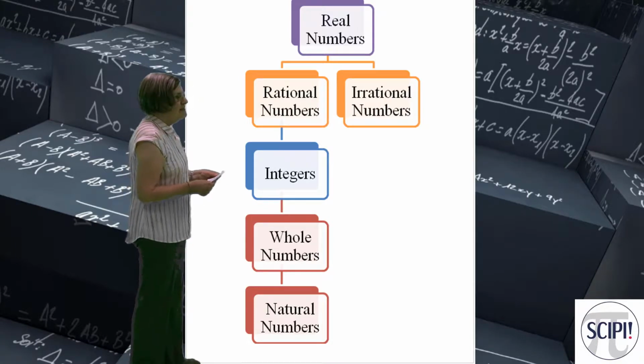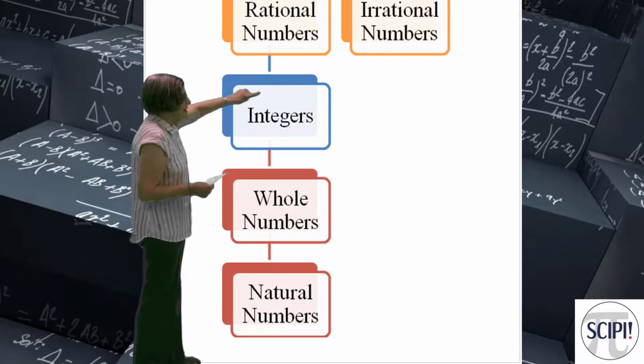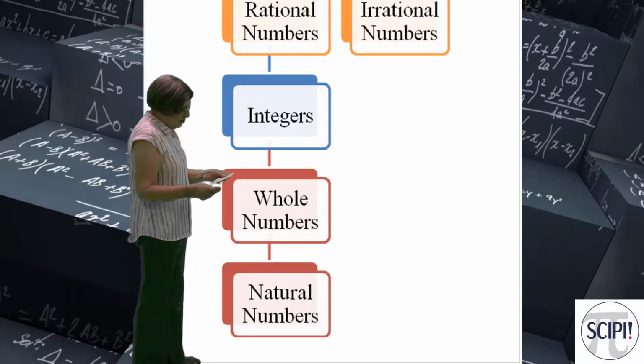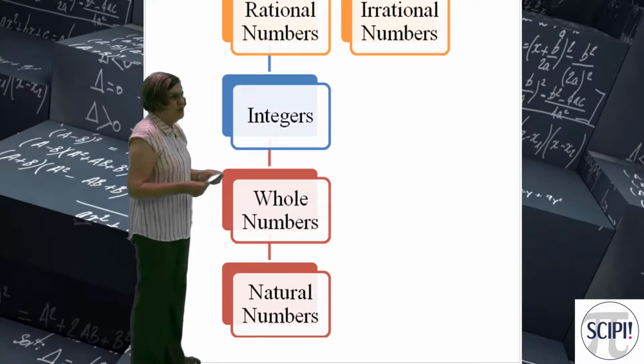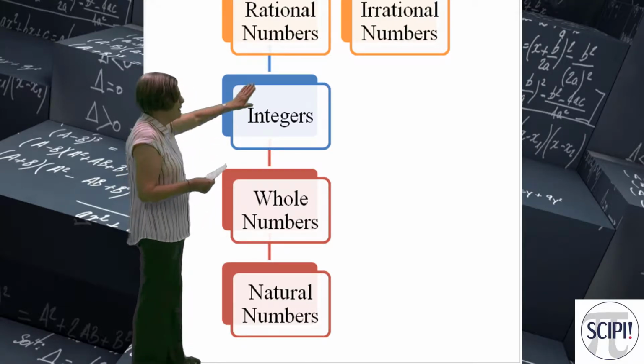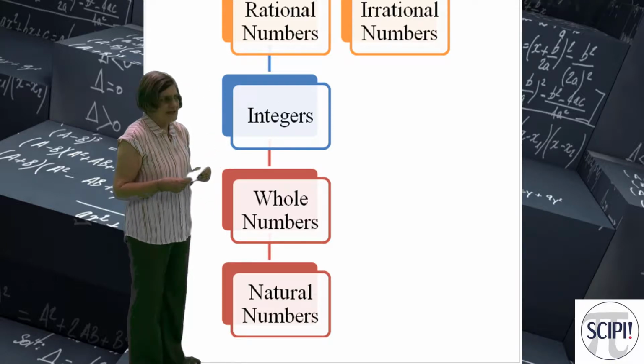So let's move on down under rational. If you're rational, the next subset would be integers. What are integers? Well, integers are a number with no fractional parts. So they're whole numbers, negative numbers, and our good old number 0.